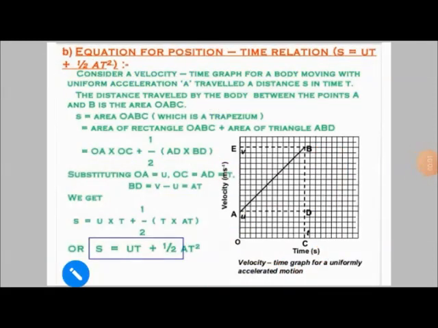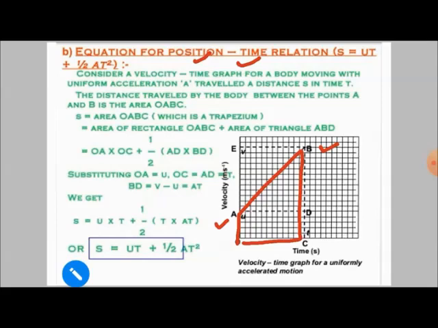Now let us take the second equation of motion, which gives the relation between the position and time, and it is S equals UT plus half AT square. For this, let us consider a velocity time graph for a body moving with uniform acceleration A, traveling the distance S in time T. The distance traveled by the body between the points A and B is the area OABC, which is the area of a trapezium.